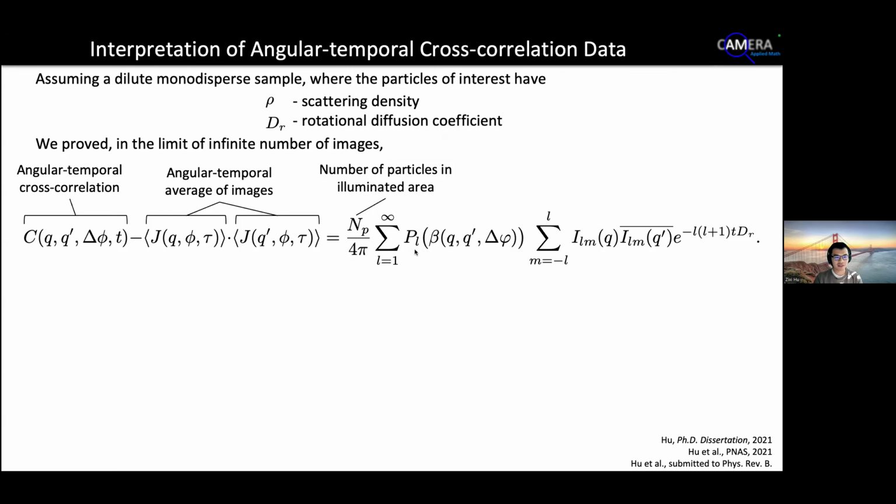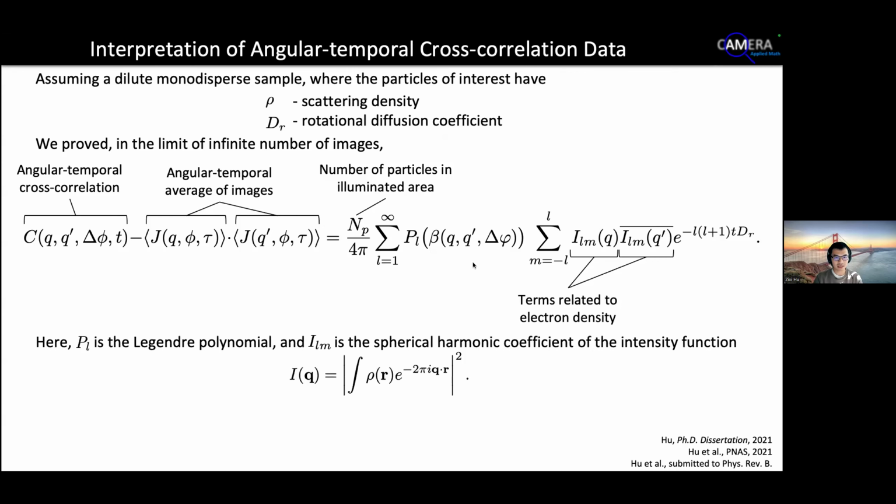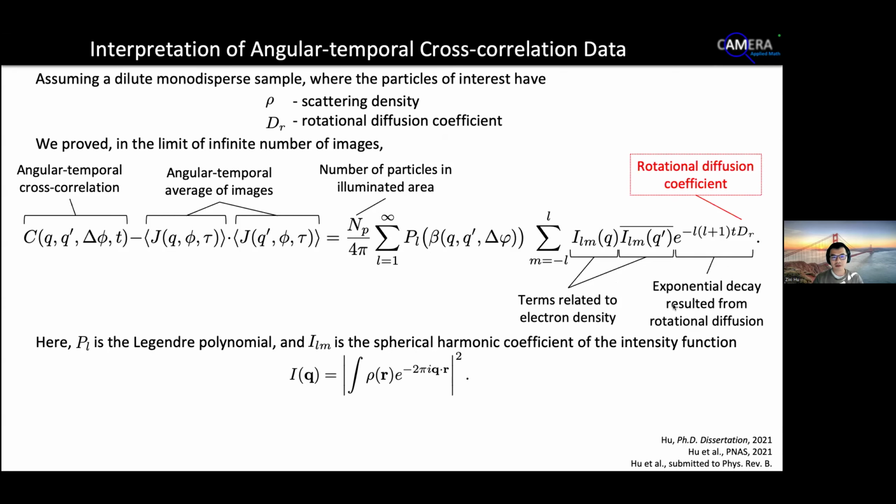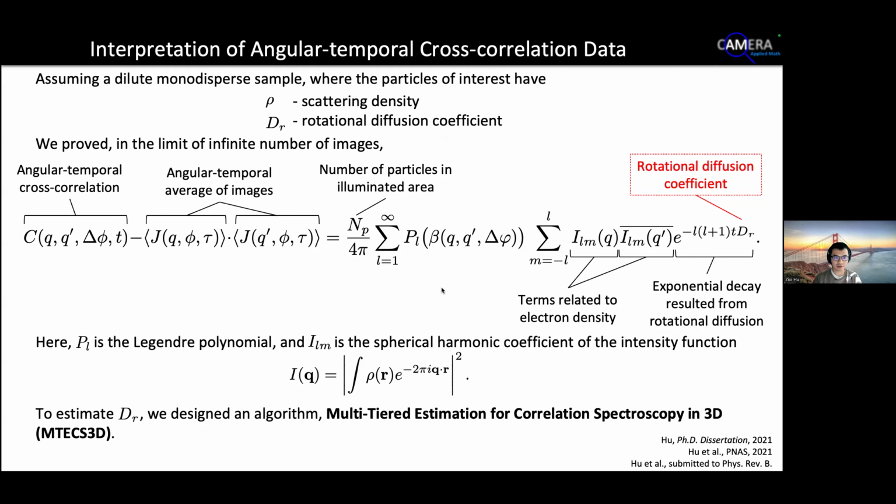Within the summation, we have these. This is the value of the associated Legendre polynomials, and these are terms related to the electron density. In fact, ILM are the spherical harmonic coefficients of the intensity function I(Q), which is the squared modulus of the Fourier transform of the scattering density rho. Then this part is the exponential decay rates resulting from the rotation diffusion, and this is the desired rotation diffusion coefficient. So to estimate Dr from this angular temporal cross-correlation data, we leverage this mathematical model, this series expansion, to design an algorithm called multi-tiered estimation for correlation spectroscopy in 3D.